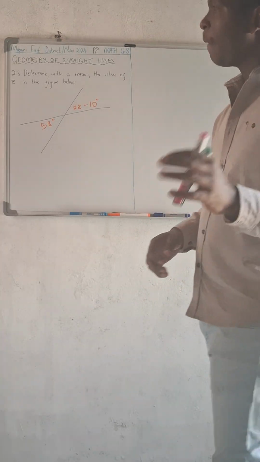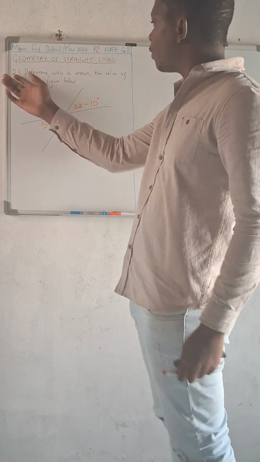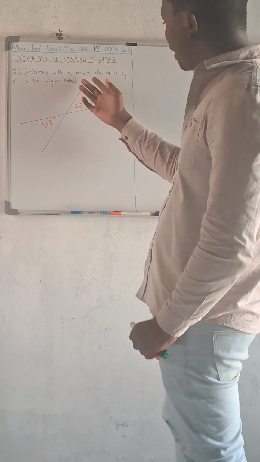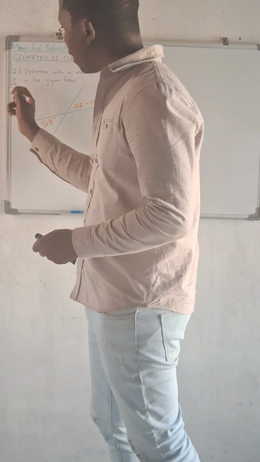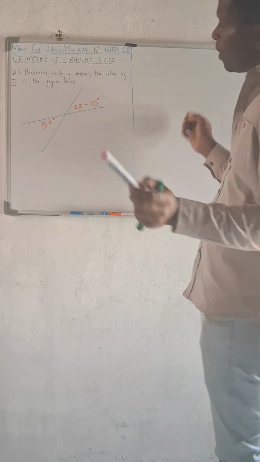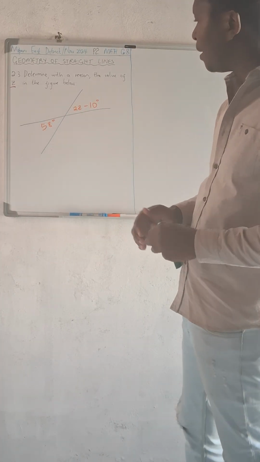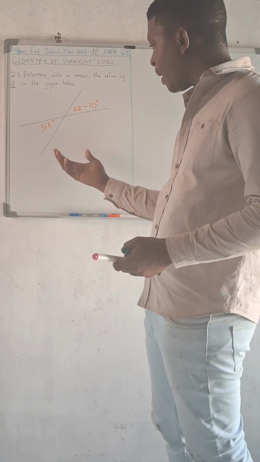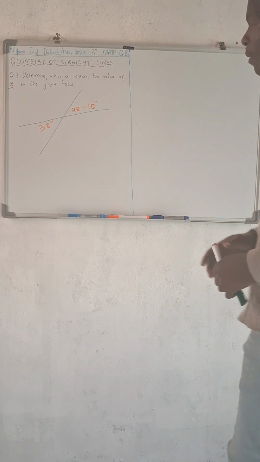Okay, grade 8. Let us look at this problem. Geometry of straight lines 2.3. Determine with a reason the value of z in the figure below. You see this figure, they don't tell us much. You need to observe this figure and then know which theorem is applicable here.